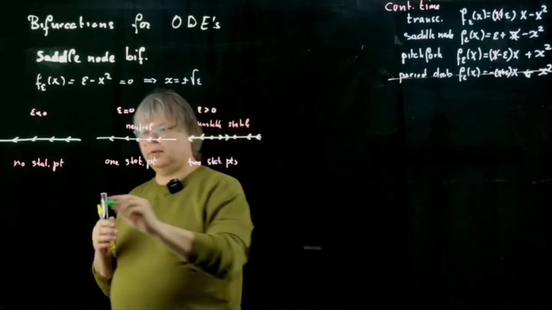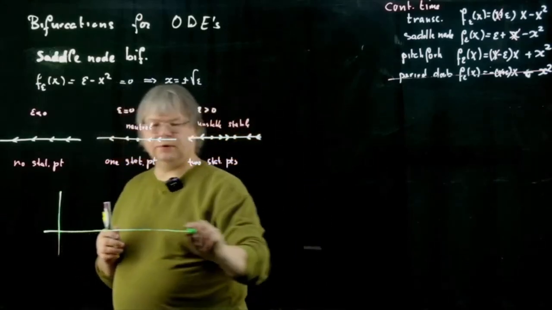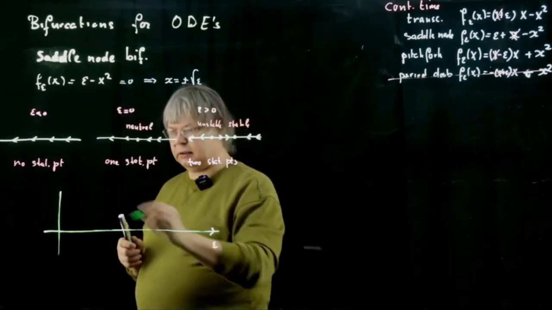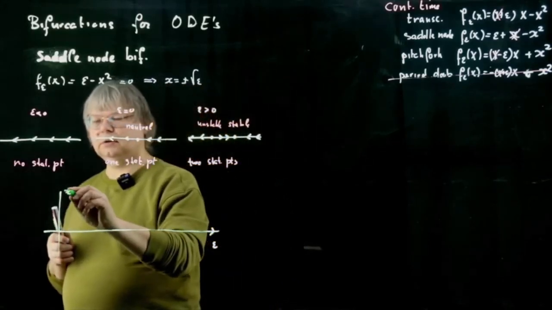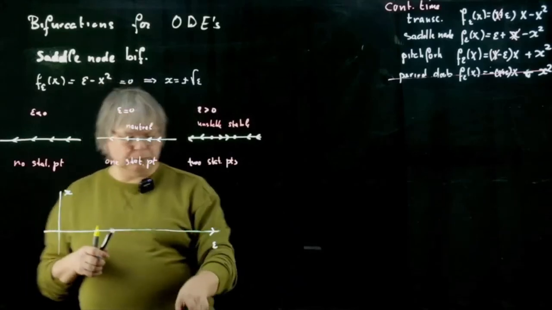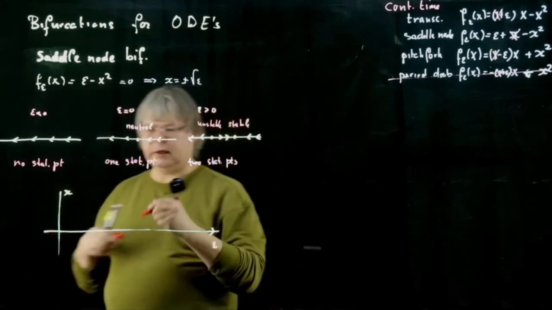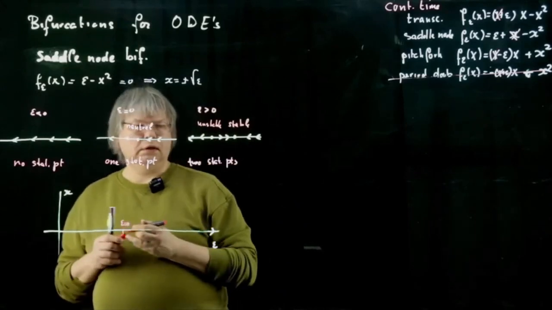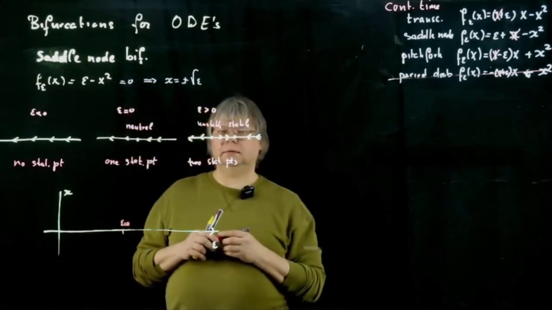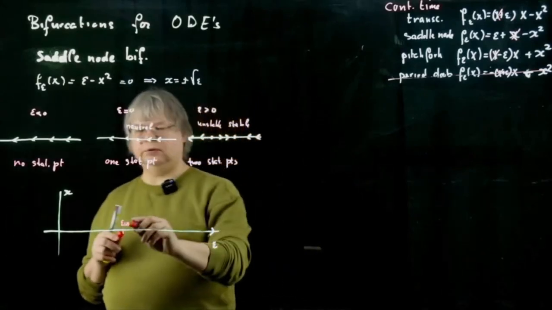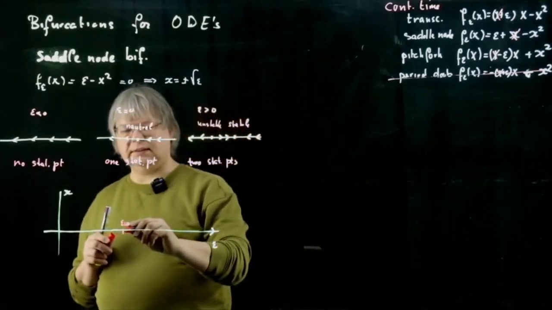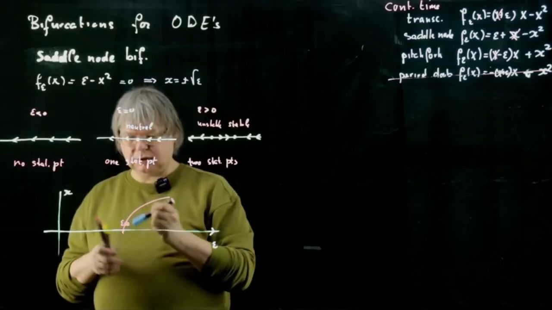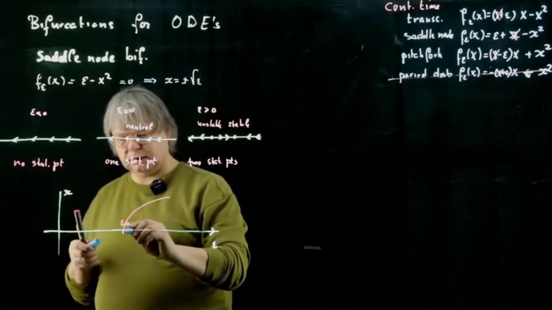And if we make the same diagram with all the epsilon inside, then the stationary points, well, they emerge where epsilon is zero. And how do they do that? Well, here it's neutral, but then we get a stable branch going like this, and an unstable branch going like this.